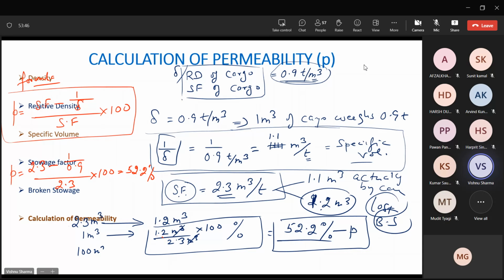Permeability will be equal to stowage factor minus 1 upon density, which is called the specific volume, just for curiosity's sake, upon stowage factor into 100, and this will come in percentage. You can put a percentage sign here. Can I continue if there are no doubts, guys, on this one?